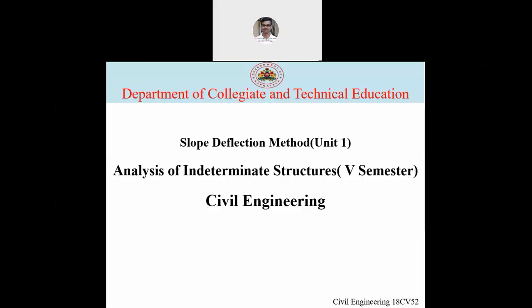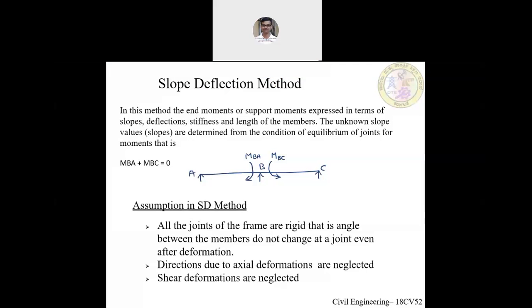slope deflection method. The slope deflection method is very much suited for analysis of continuous beams and rigid jointed frames. In this method, the end moments are expressed in terms of unknown slopes and deflection. These unknown slopes and deflection values can be calculated by applying the joint equilibrium condition, and there will be a simultaneous equation, by solving which we will back calculate the unknown slopes and deflection. By knowing these values of slopes and deflection, we can calculate the end moments.